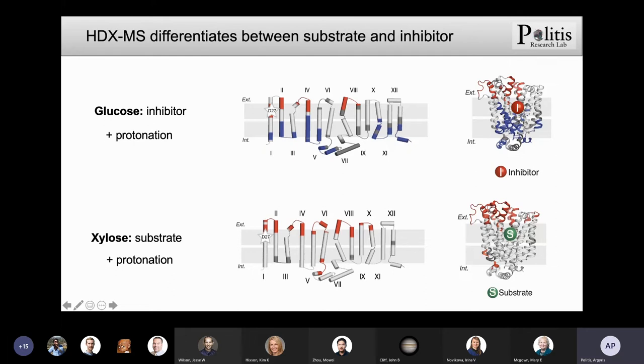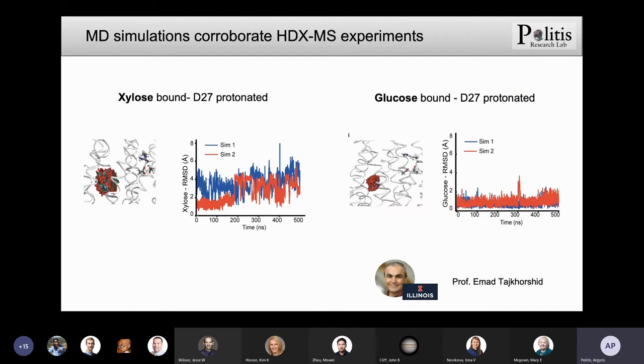So we wanted to see whether we can corroborate these results with MD simulations. And again, with our collaborators in Illinois, we carried out experiments with a similar type of xylose and glucose bound at the protonated stage. We can see that in the case of xylose, in line with our HDX mass spec experiments, we have way more flexibility, way more dynamic motions. Well, in the case of glucose, we have a way more stable structure of the transporter.